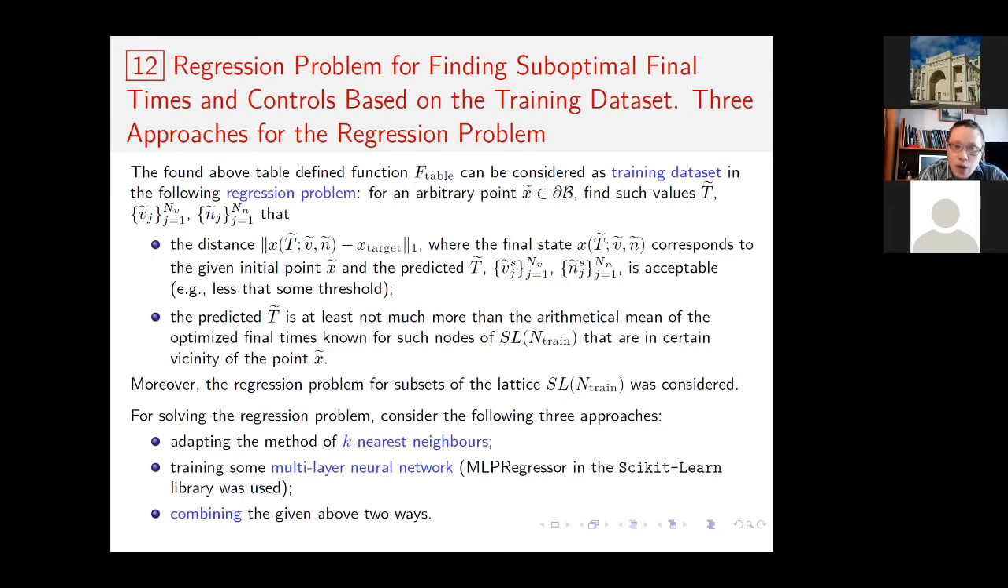It's needed to formulate our regression problem, and it's important to write conditions about suboptimality. First, it's needed to restrict this distance. We allow some violation between the target point and the calculated final state of the system. But this error shouldn't be large. If this distance is large, then we have not good result from our machine learning methods. It's needed to try to find another architecture of neural network and so on.